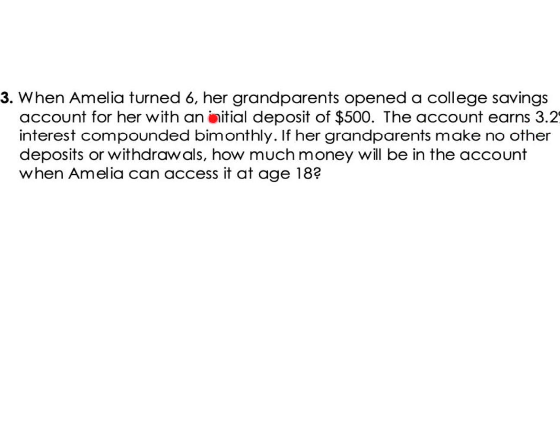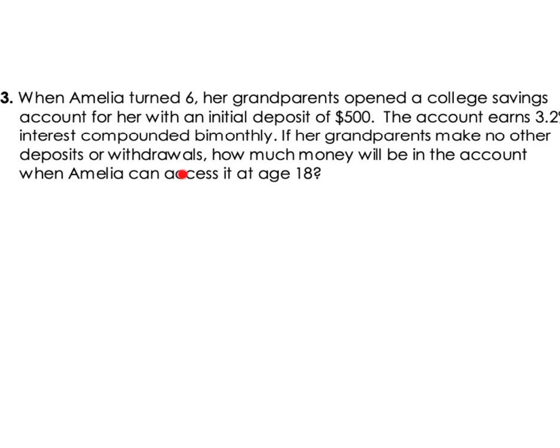When Amelia turned 6, her grandparents opened a college savings account for her with an initial deposit of $500. It earns 3.2% interest compounded bi-monthly. If her grandparents make no other deposits or withdrawals, how much money will be in the account when Amelia can access it at the age of 18?